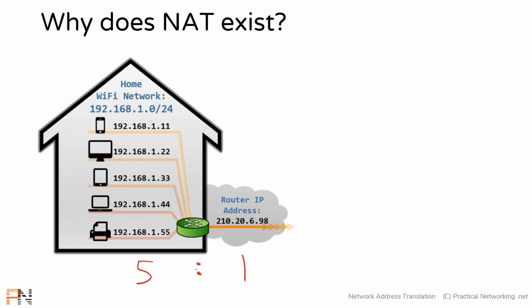This gives us a 5-to-1 ratio of conserved IP address space. That's the goal of NAT. That's how NAT actually conserves and helps us extend the life of the IPv4 address space. But it actually goes a step further.